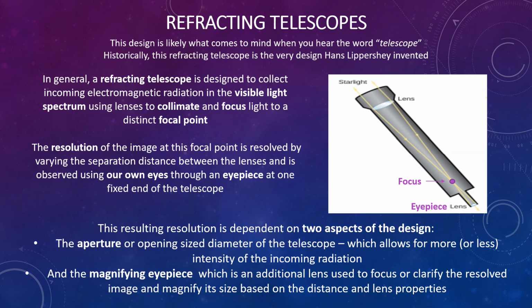So here we have our refracting telescope. This is very similar to what Galileo used. Galileo did use a refracting telescope, although its lens and its eyepiece were much closer in size, so it didn't have as much resolving power. But in general, a refracting telescope is designed to collect light in the visible part of the spectrum, and it uses lenses to collimate and focus the light to a distinct focal point.